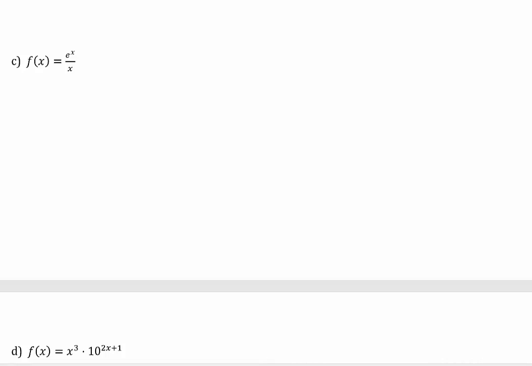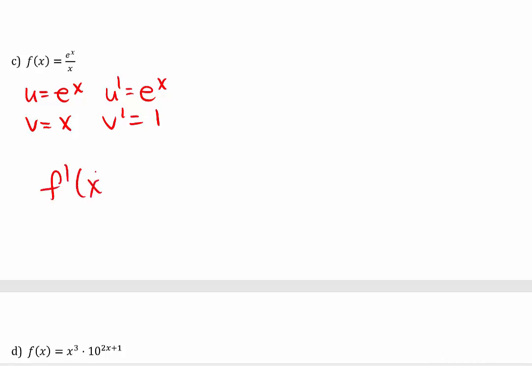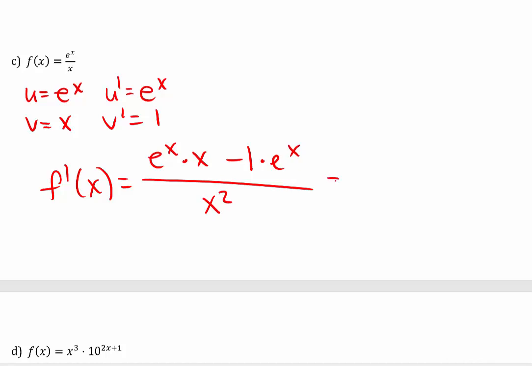Example C, this time we have a quotient. My numerator, my u, is e to the x. My denominator, my v, is x. So u prime is e to the x and v prime is 1. And now because I have a quotient, I have to use my quotient rule. So the derivative is going to be u prime times v minus v prime times u all over v squared. Or we could write that as x e to the x minus e to the x divided by x squared.